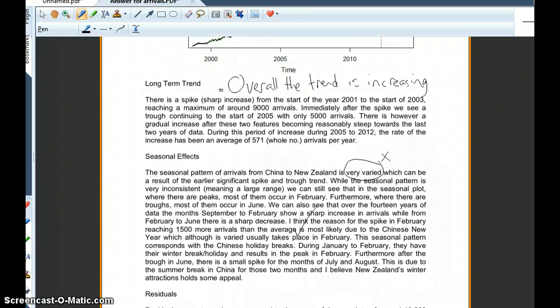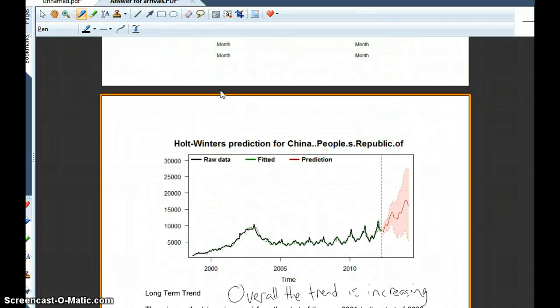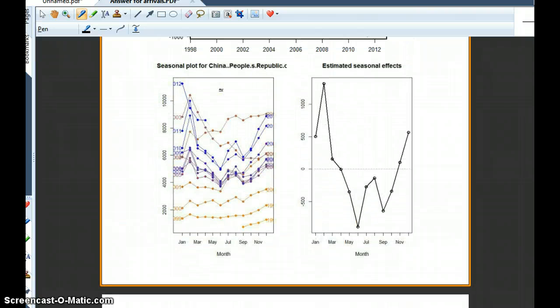Just a misconception. The very first sentence for seasonal effects says, the seasonal pattern of arrivals from China to New Zealand is very varied, which can be a result of the earlier significant spike and trough trend. The seasonal effect isn't varied at all. The seasonal effect is just that.